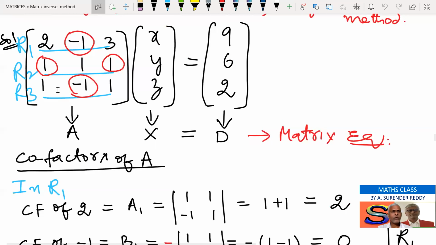Now, cofactors of R1, the first row elements, cofactor of 2, that is first element in R1. So for this, we know the procedure for cofactor of an element. So after removing the row and column in which the element lies, then take the remaining 4 elements. So this is the procedure to find cofactor.